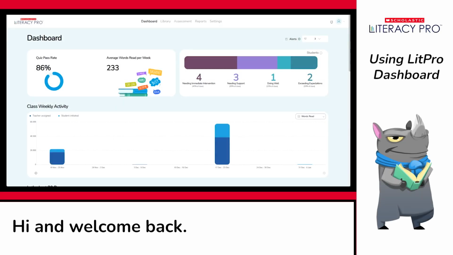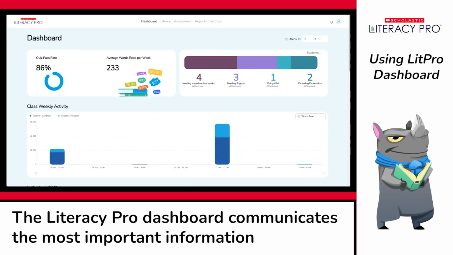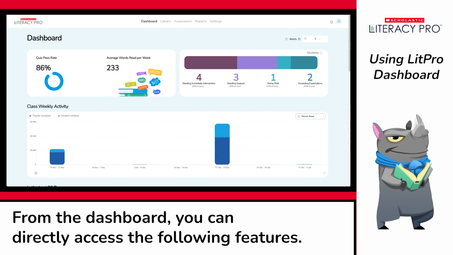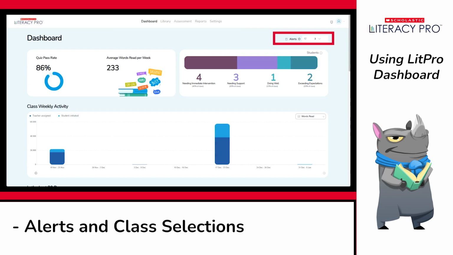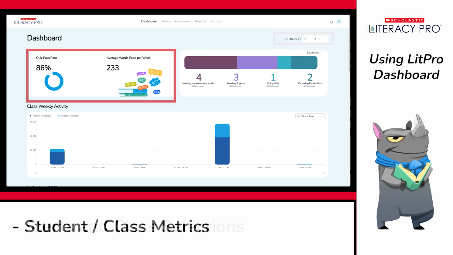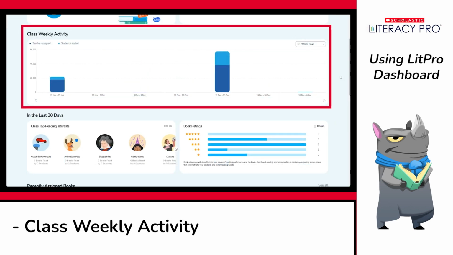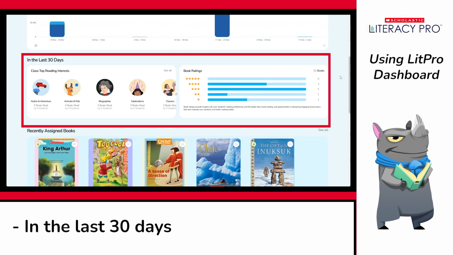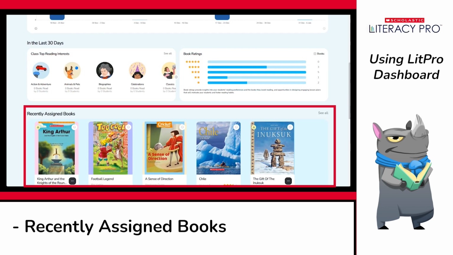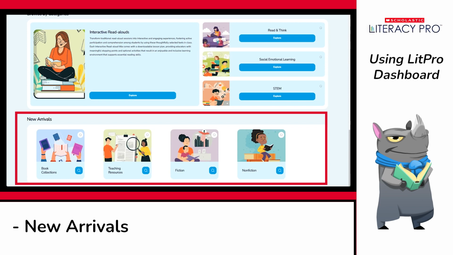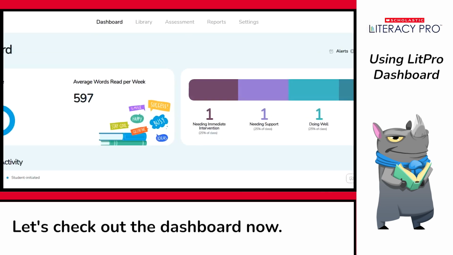Hi and welcome back. The Literacy Pro dashboard communicates the most important information about students' reading achievements. From the dashboard, you can directly access the following features: navigation panel, alerts and class selections, student or class metrics, student progress bar, class weekly activity, in the last 30 days, recently assigned books, browse by categories, new arrivals. Let's check out the dashboard now.